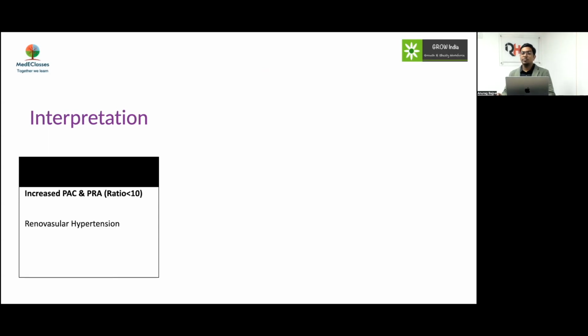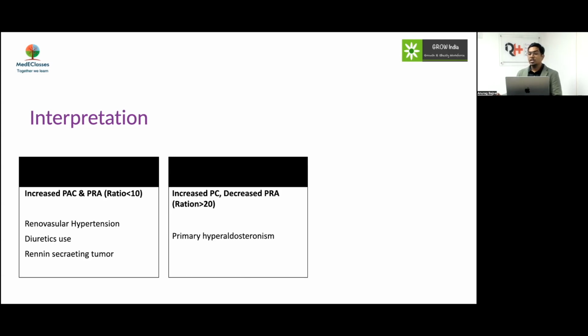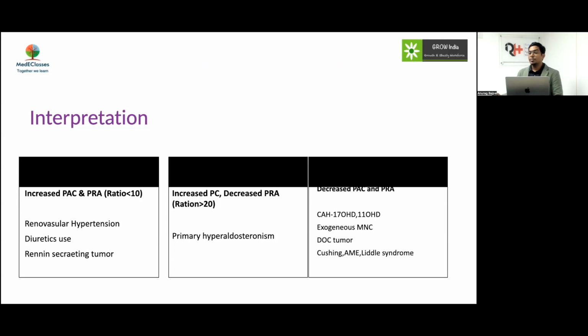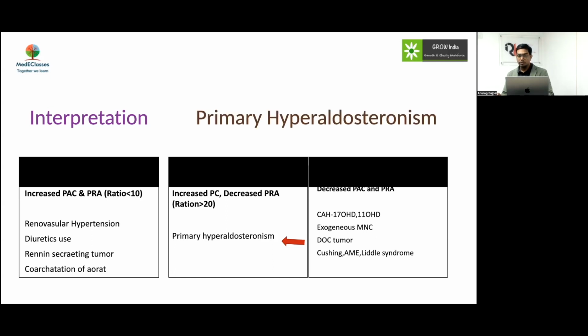If we have an increased PAC to PRA ratio and it is less than 10, then all the renal causes come into the picture, like renovascular hypertension, diuretic use, and renin-producing tumor. If the ratio is more than 20, then we are left with one differential, which is primary hyperaldosteronism. If all are suppressed, then DOC or a DOC-producing tumor can cause this kind of picture. So this is the interpretation, and the ratio is more than 20, so we are left with the diagnosis of primary hyperaldosteronism.